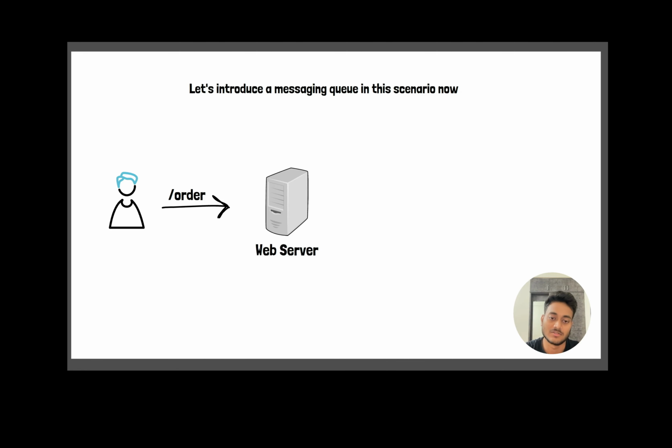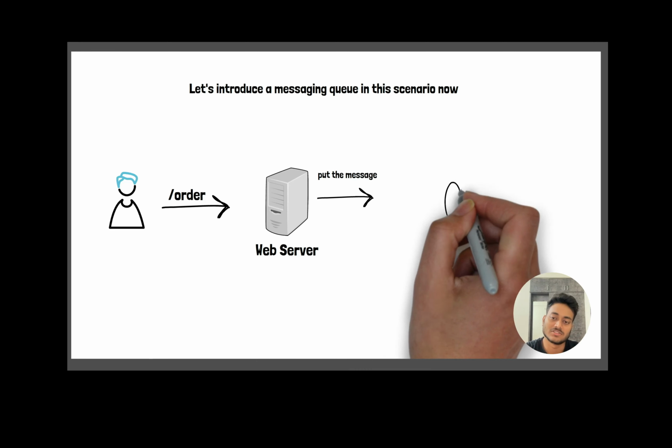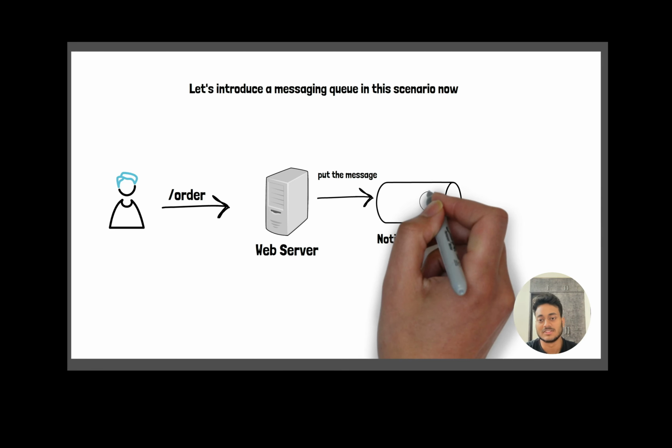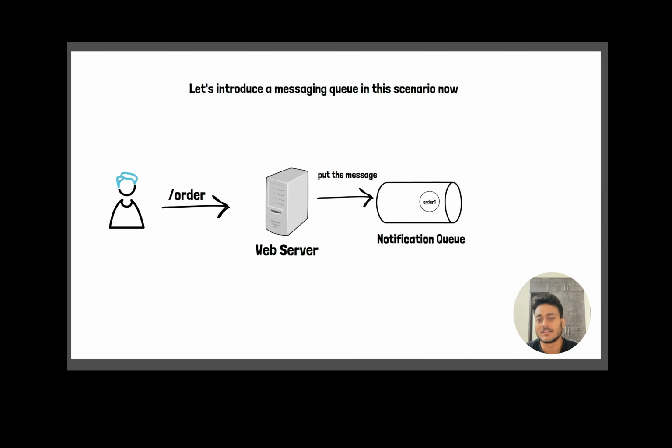You're again trying to place an order on that web server, but this time, on placing that order, instead of calling the notification server directly, our web server puts that message in a messaging queue which we have newly placed. Let's call it the notification queue. On successful placement of that order, our web server puts this message, or you can call it an order event, into the notification queue. Immediately once the web server puts that message in the queue, its job is over. Now the web server becomes free to serve another request, because the retrying mechanism and everything will be taken care of by the notification queue from here.